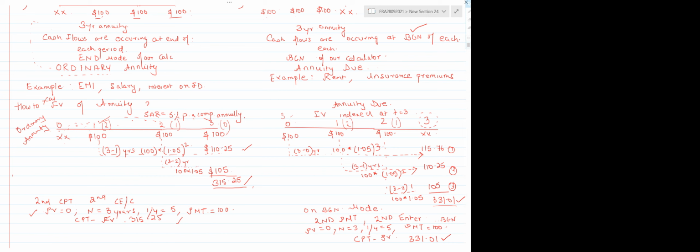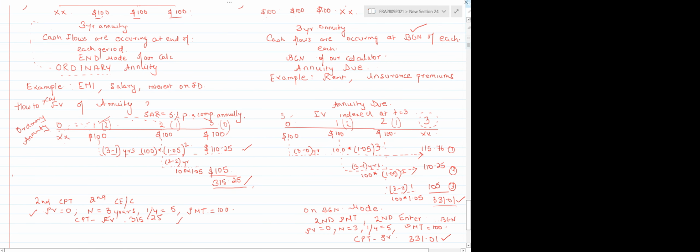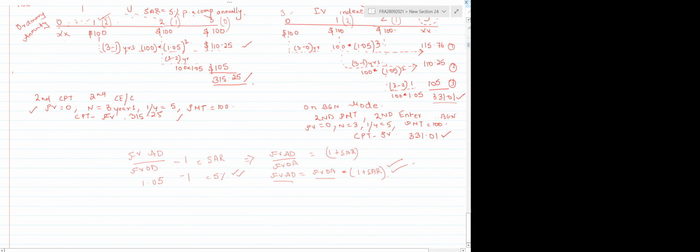So under annuity due, while calculating future value, each of my cash flows is being compounded for one period more, and that is why future value of annuity due is greater than future value of ordinary annuity by a factor of 1 plus r. Right? Guys, are we good on this?